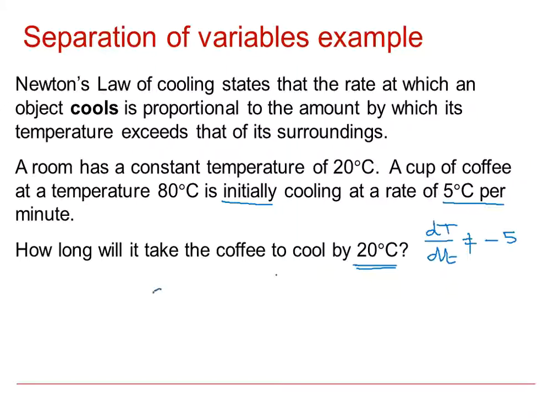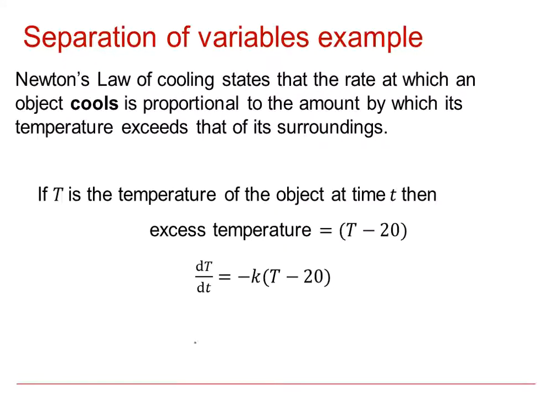The valid model we need is that the rate of change of temperature with respect to time is minus k times (T minus 20), where T minus 20 is the temperature of the object above the room temperature. So the answer isn't 4 minutes, and we have created our differential equation based on the temperature above the room temperature, and we know that the rate of change of temperature is both negative and proportional to T minus 20.